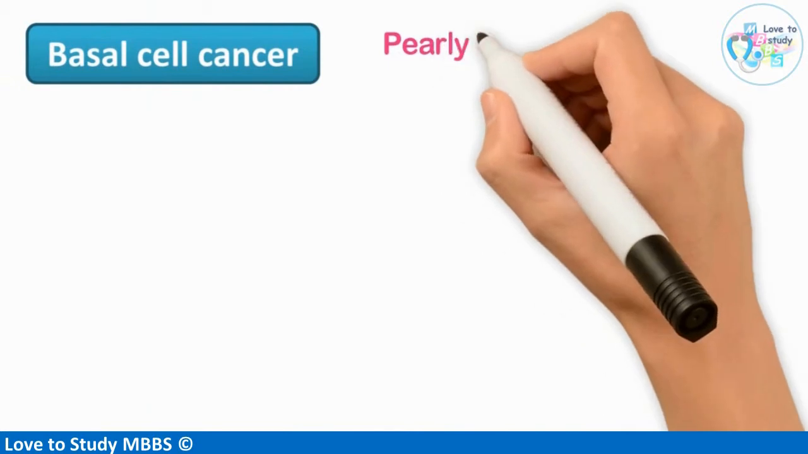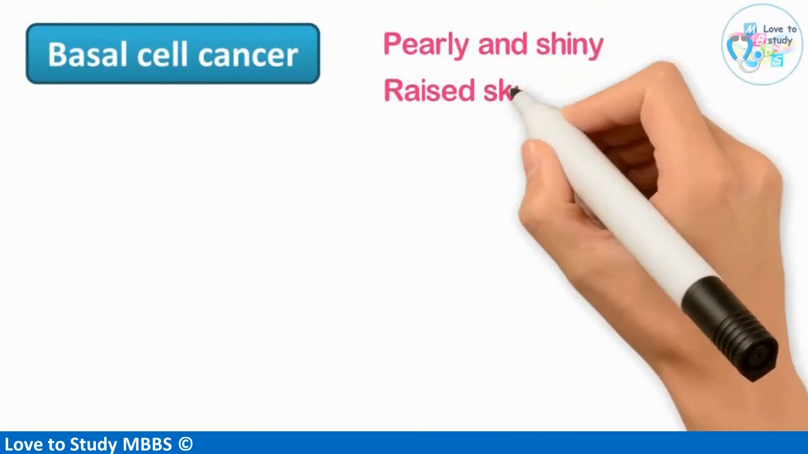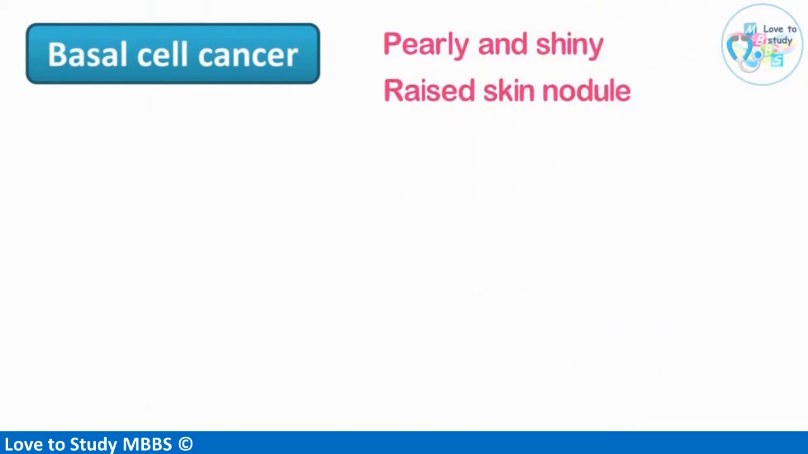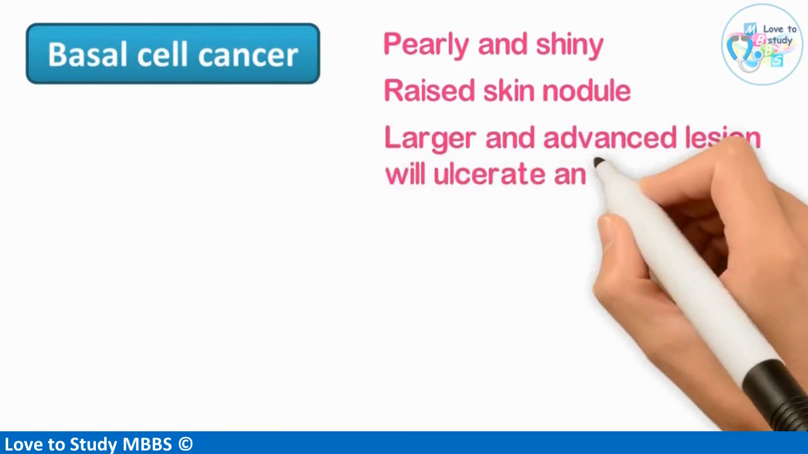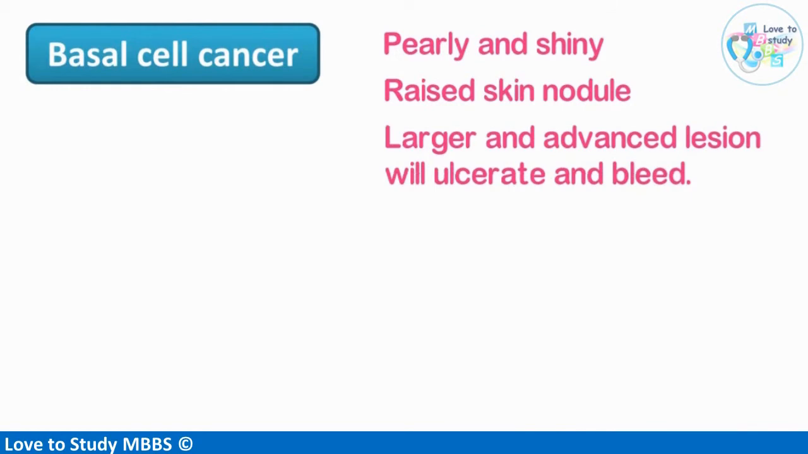Basal cell cancer will be a pearly, shiny, raised nodule, in most cases, that has no other symptoms. The larger and more advanced the lesion, the more likely it is that the lesion will ulcerate and bleed.